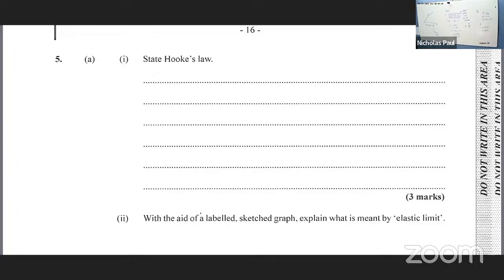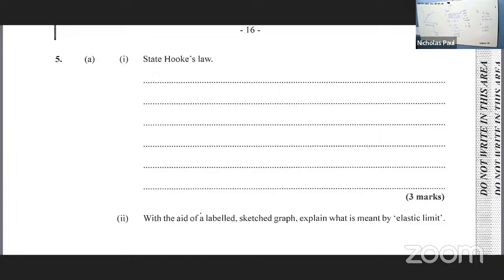Are we done? So state Hooke's law. Hooke's law is what? Force is proportional to extension, provided that the elastic limit is not exceeded, F = kx. That's the short version. The long version is what I gave you.